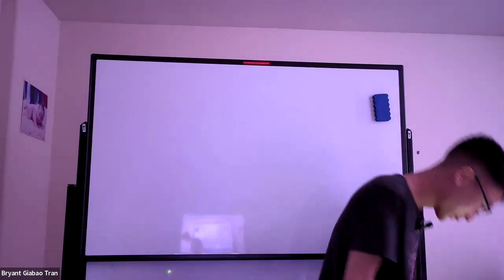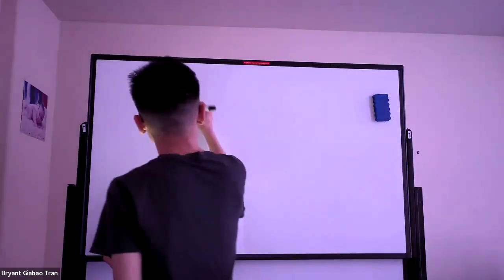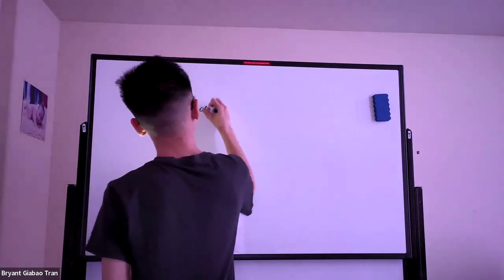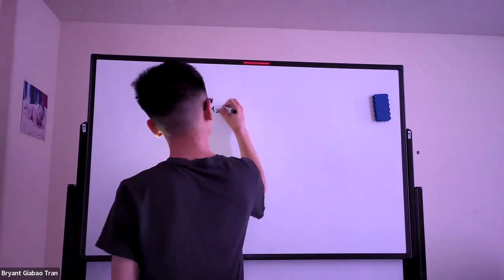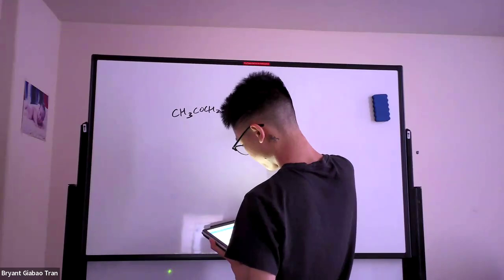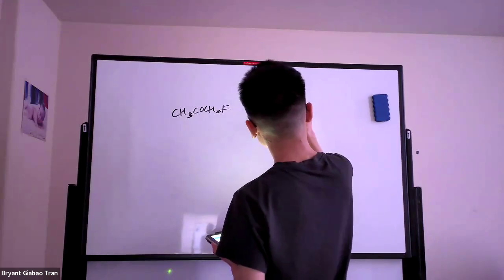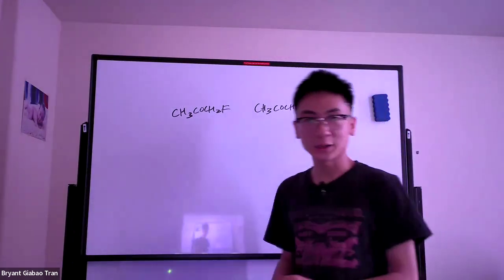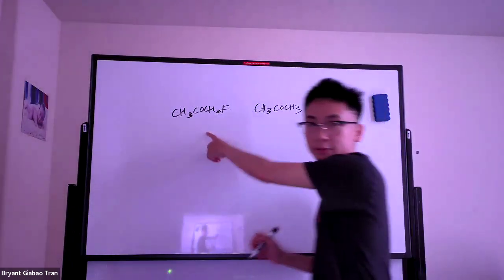Okay, so this question is asking why CH3COCH2F is more acidic than CH3COCH3, right? So the first thing we have to do is draw this out in bond line form.